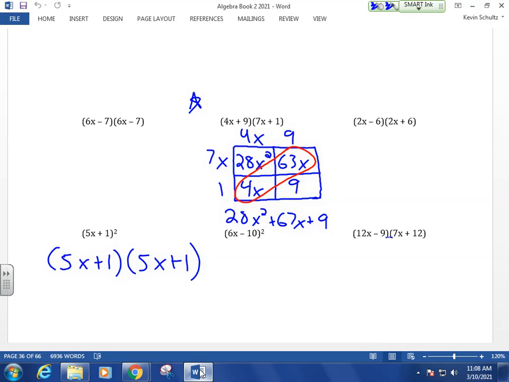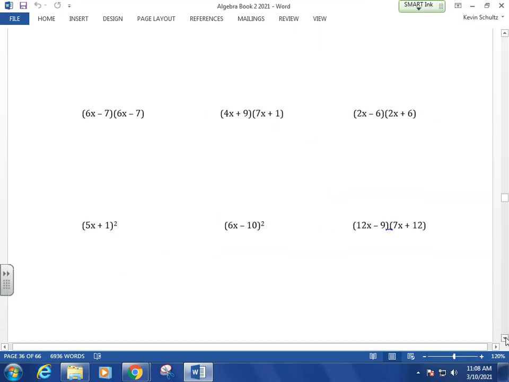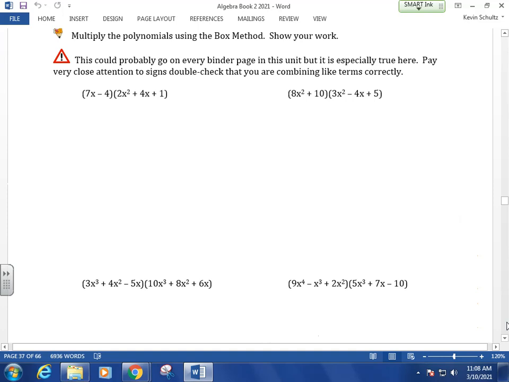Yeah. And the nice thing about the box method is not only does it work for what we did in PO45, but it's going to be the go-to method for CO46. Because in CO46, we graduate from a binomial times a binomial to a polynomial times a polynomial, which can include any combination of nomials. A 2 by 3, a 3 by 3, a 2 by 4.